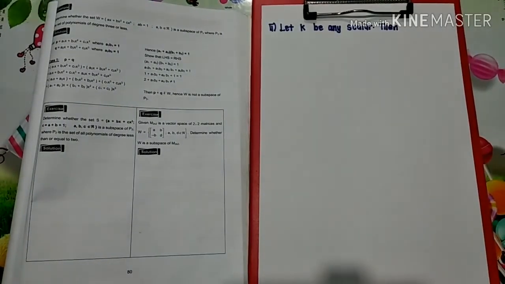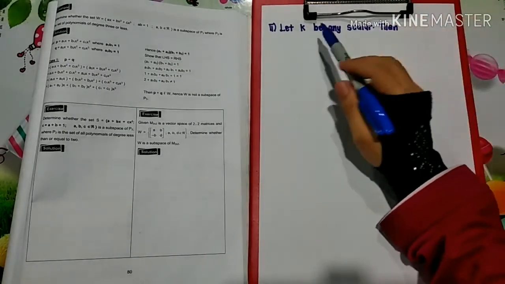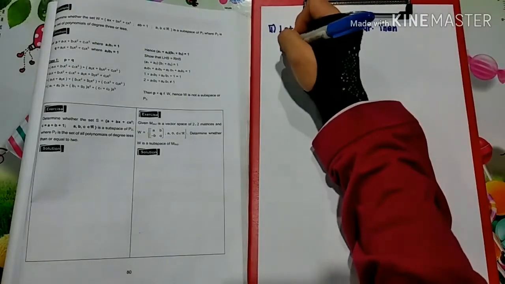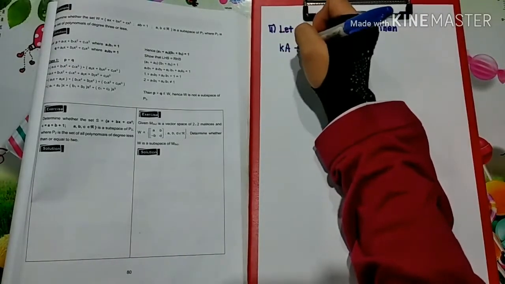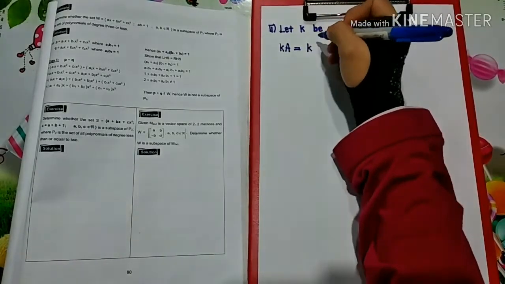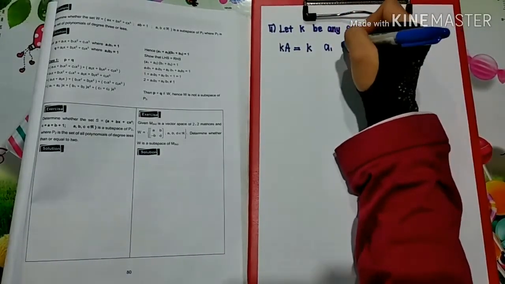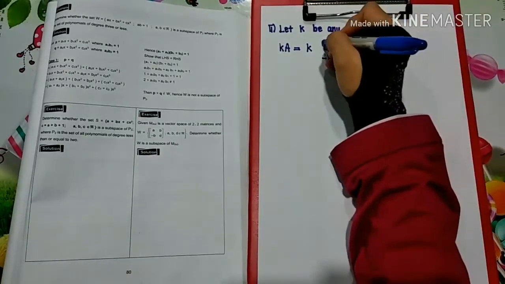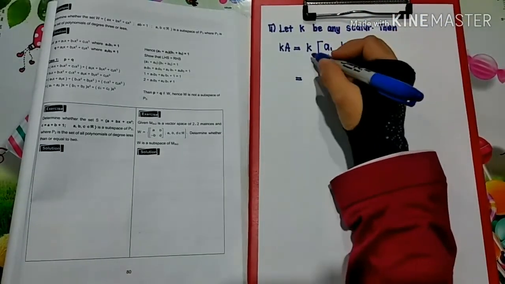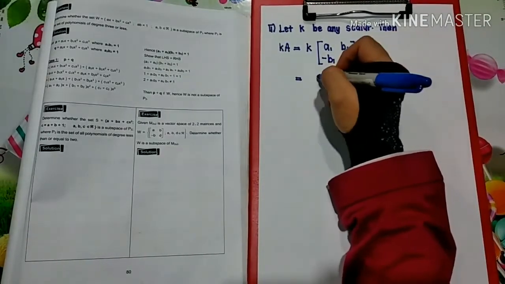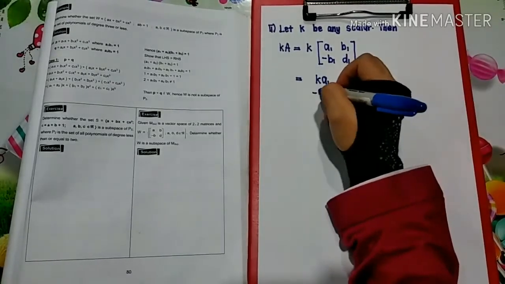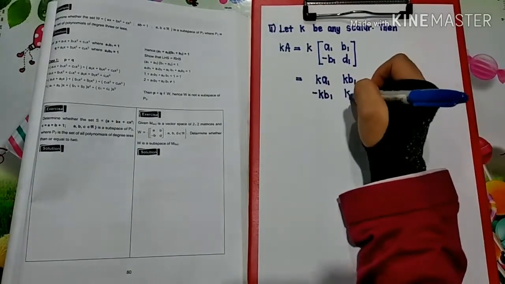Since the first case is satisfied, we must show the second case. For the second case, first we introduce k as any scalar, and then we do the scalar multiplication. k multiplied with A equals k times, what is our A? a1, b1, negative b1, and this one d1. Same thing, you multiply k with all the elements inside the matrix 2 by 2 here. So we will have here ka1, this one kb1, this one negative kb1, this one kd1.